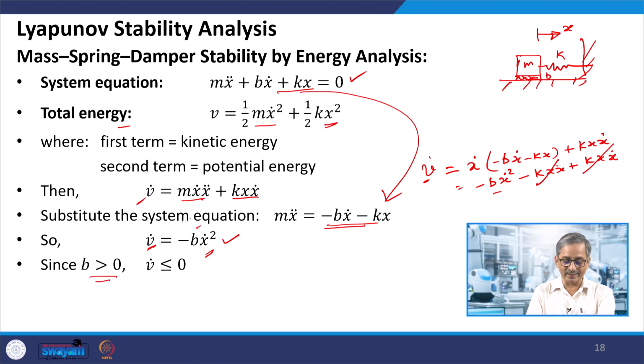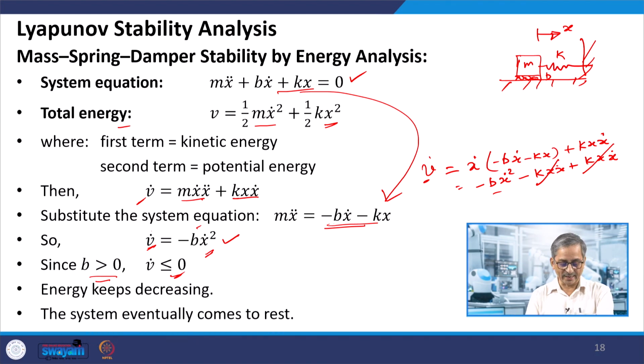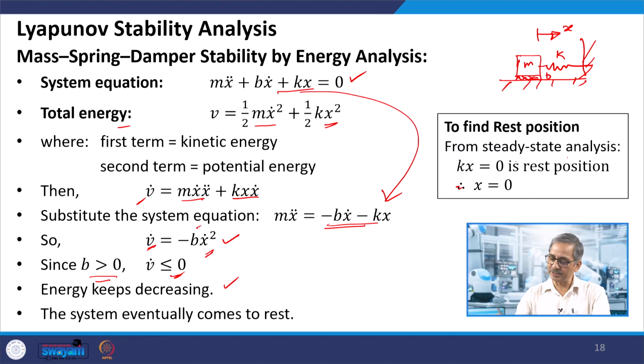So, if your b is greater than 0, your v dot is going to be less than 0. So, your rate of change of energy is going to be negative. That is, the energy keeps decreasing, and so if the energy keeps decreasing, naturally your system will eventually come to rest. So, from here you see, to find the rest position, these two terms will be 0 at the steady state, your kx is going to be 0, or your x is going to be 0.